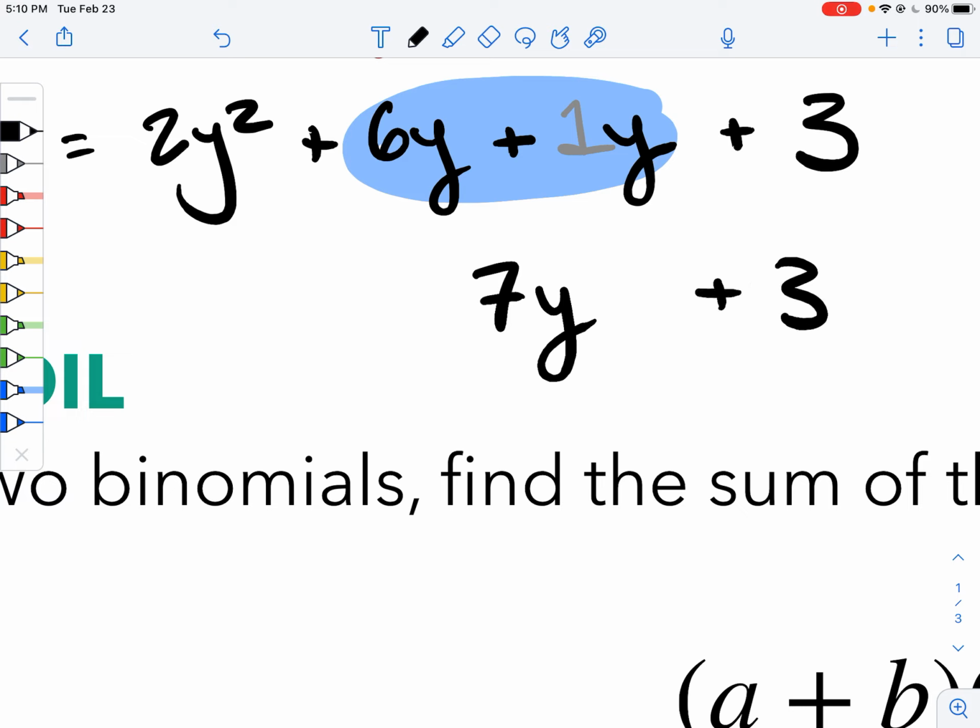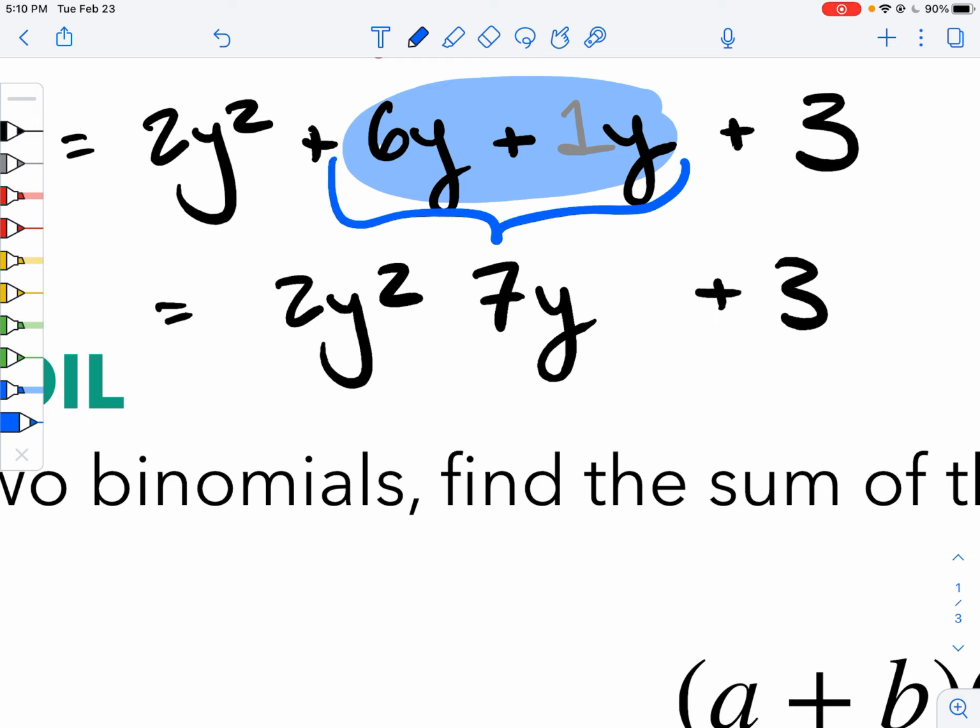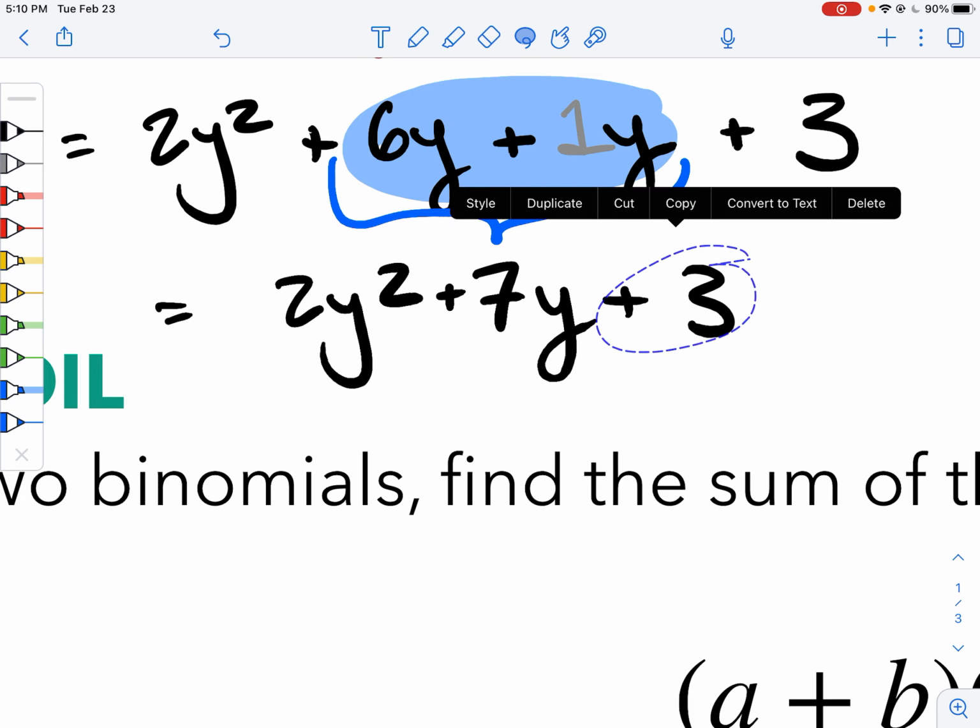And everything else falls into place. So we have 2y squared plus 7y plus 3. And that is our final answer.